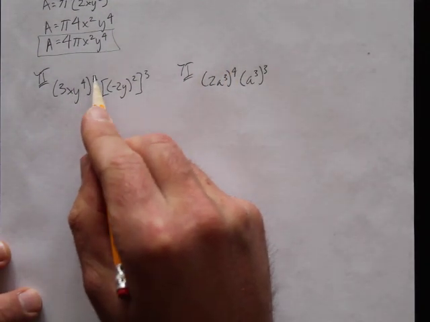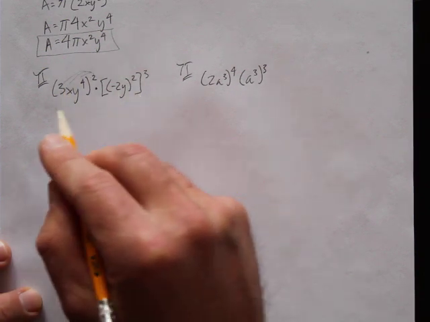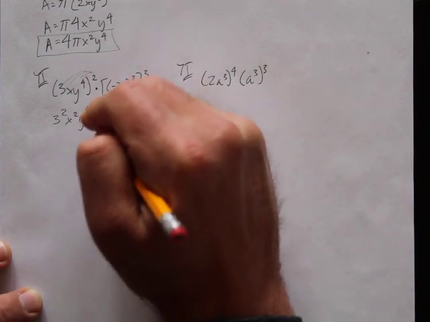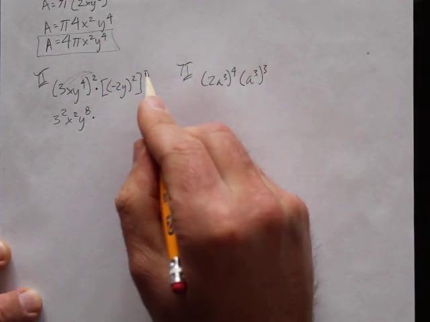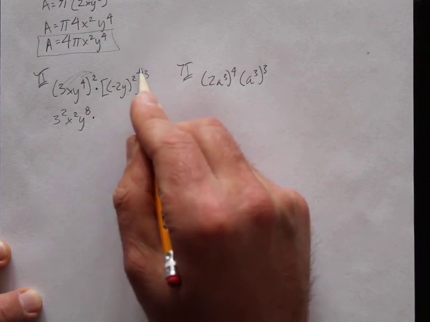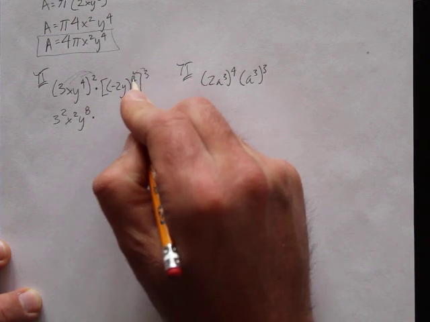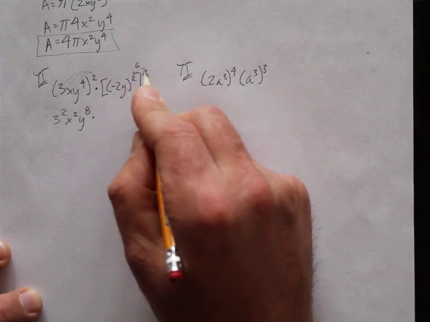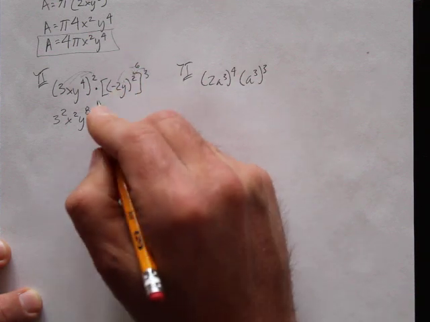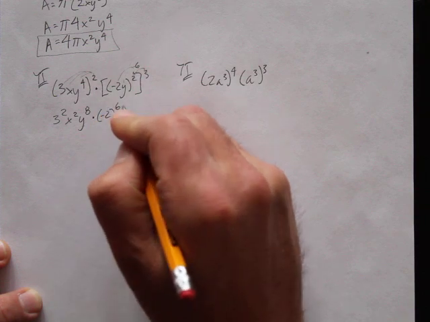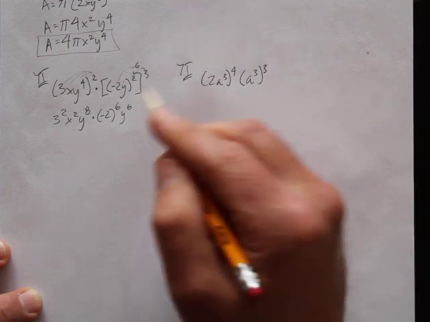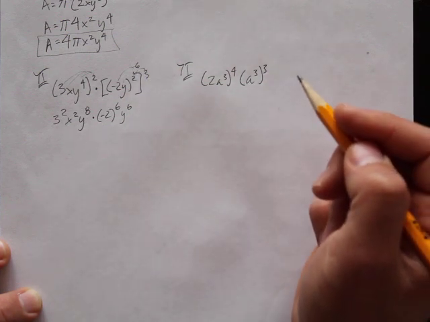Okay, let's see how you did. So I'm going to distribute this 2 in here. So I get 3 squared, x squared, y to the 8th power times, I'm going to distribute this 3 in here first. And so that would make this be 6. 2 times 3 is 6. So now I'm just going to distribute this 6 in here to the y and the negative 2. So negative 2 to the 6th power and y to the 6th power.